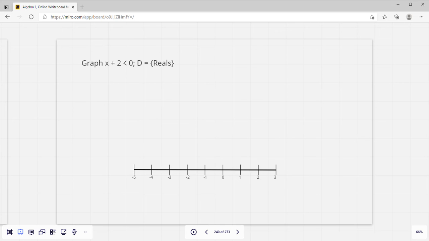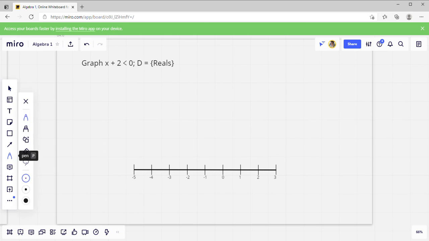All right, graph X plus 2 is less than 0. Okay, so on these, you just have to work it like an equation. X plus 2 is less than 0. We're going to say minus 2, minus 2. Those cancel. X is less than negative 2. All right, so that's going to be real numbers. That means we can make a line. It's less than negative 2, so we use an open circle, and we go to the left. Everything that is less than negative 2.